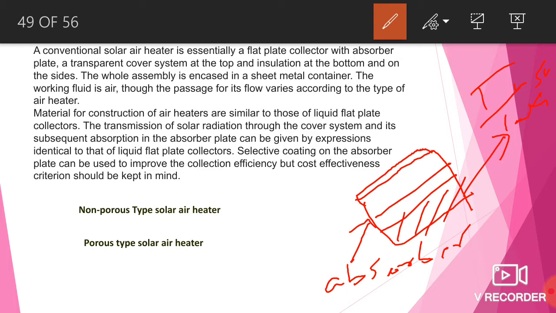So, here mainly there are two sections. Here in this case, the transmission of the solar radiation through the transparent cover system and its absorption is identical to that of a liquid type flat plate collector. To improve collection efficiency, selective coating may be applied provided there is not much cost.